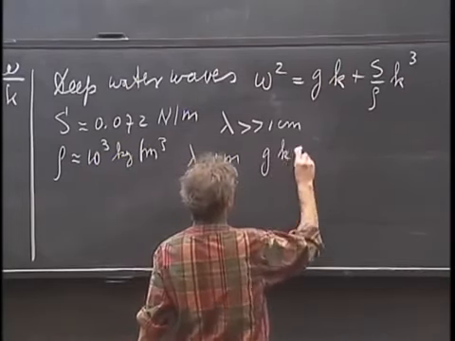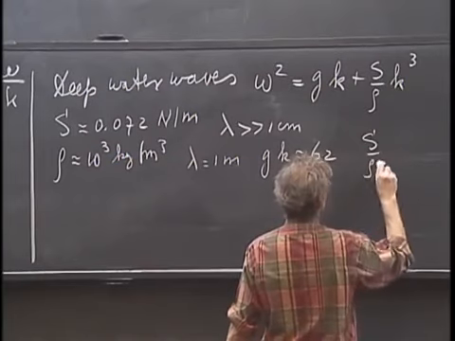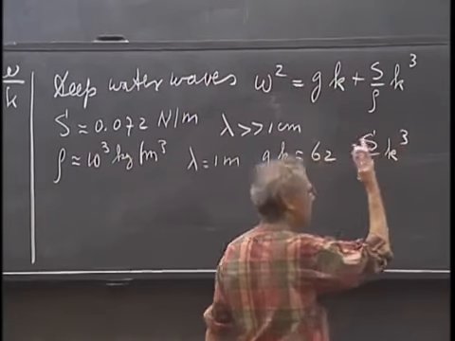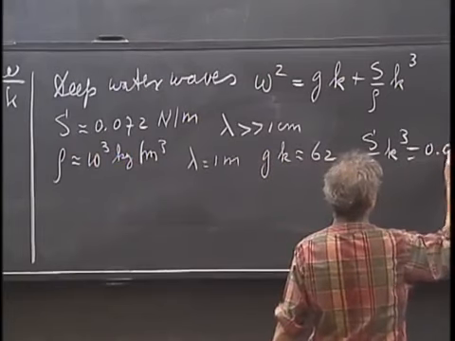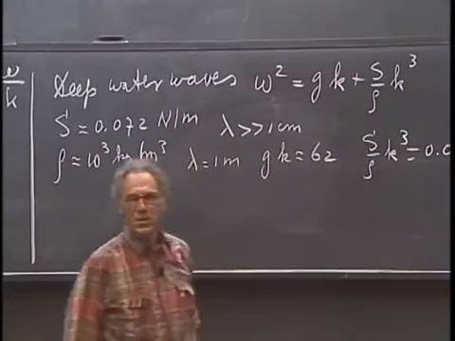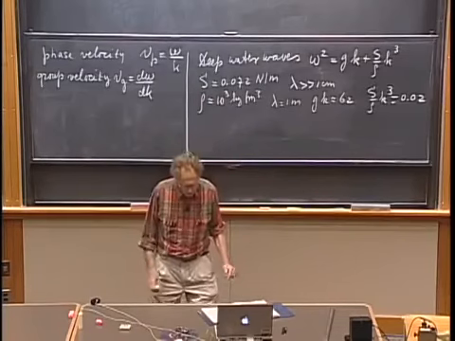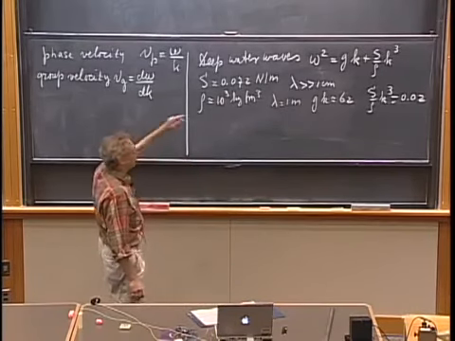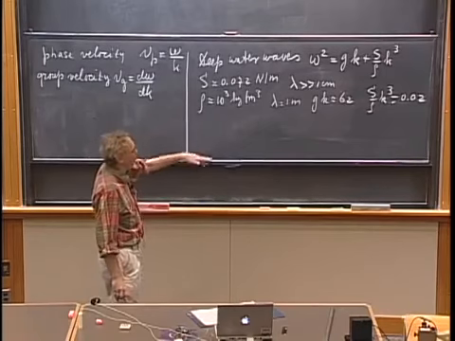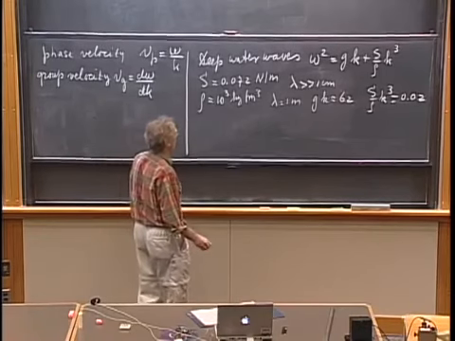It's about 62 in SI units, because g is 9.8. And you can also calculate now S divided by rho times k to the third. Remember, k is 2 pi divided by lambda. And this now is 0.02. So it's insignificant. It's very small. And so for this case, you might as well, for first order approximation, forget that term.